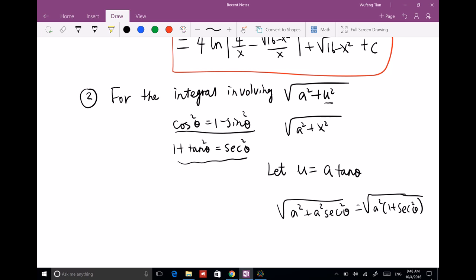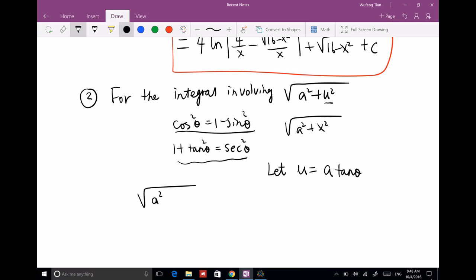So what happened with the whole integral? So with the whole square root, then we have the square root of a squared plus a squared tangent theta squared, which is the square root of a squared, take it out, 1 plus tangent theta squared. Then we can apply the second identity, which is... Lacey, could you please help me simplify it? A secant theta. Very good.